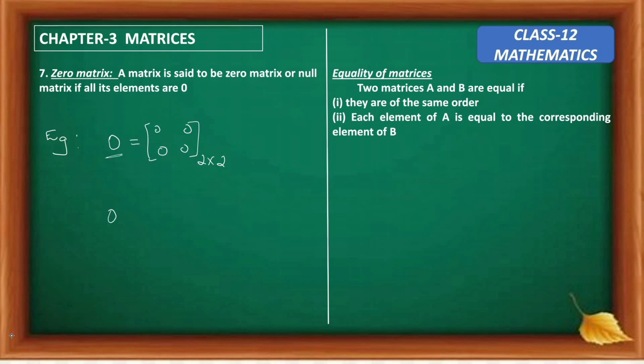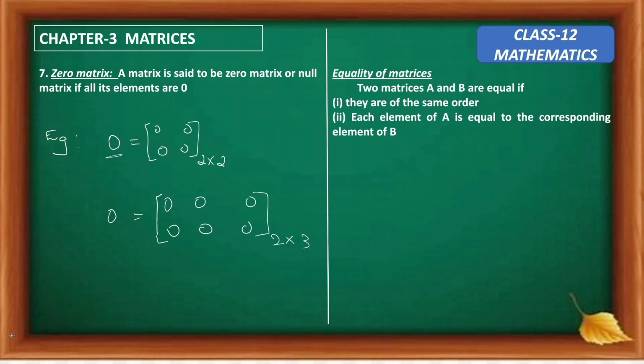And then another one, 0 0 0 0 0 0. This is also an example for one zero matrix. Order is 2 by 3, 2 rows and 3 columns. In here, in the case of a zero matrix, there is no need for a square matrix. We can write any matrix. Then only one condition, all the elements should be zeros.